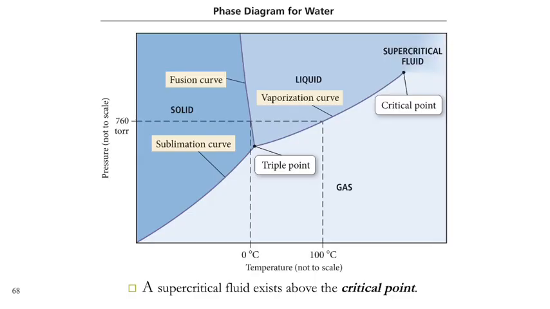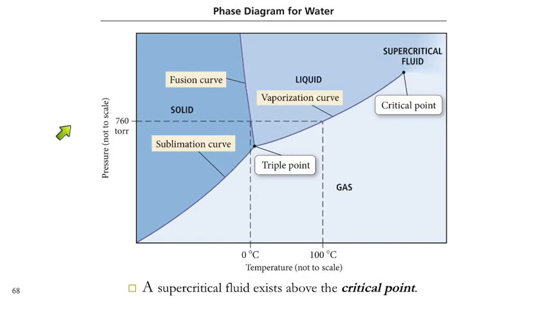Okay, here's a phase diagram for water. This is not drawn to scale, but just the overall shape. So here we have pressure in torr, and we've got 760 torr marked here because that's interesting. That's normal atmospheric pressure. Here we have temperature. We've got 0 and 100 degrees Celsius. We've got a region for the solid, the liquid, and the gas. Here is our triple point.